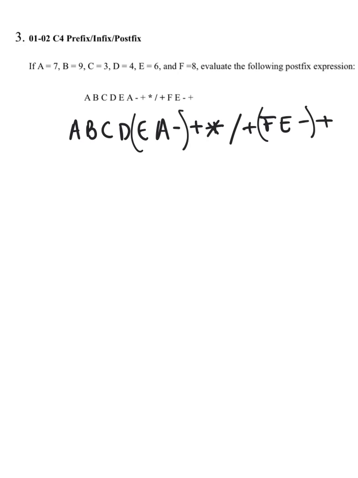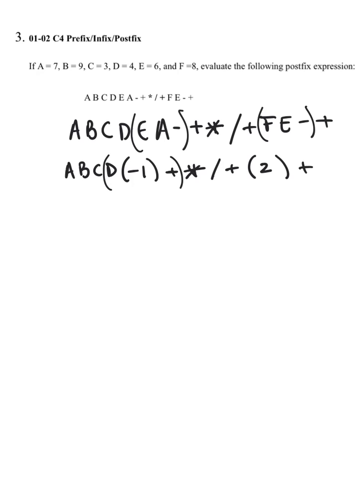So then I'm going to rewrite this equation, and that becomes A, B, C, D, and then E minus A is -1, plus star, dash, plus, and then F minus E is 2, and then a plus sign. So then writing the brackets again, you have D and then -1, that goes with the plus sign, and that's about it.